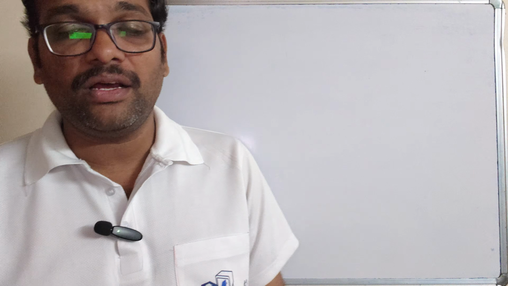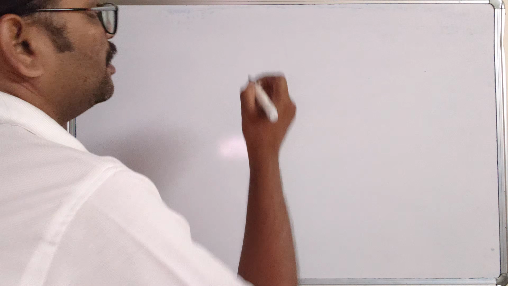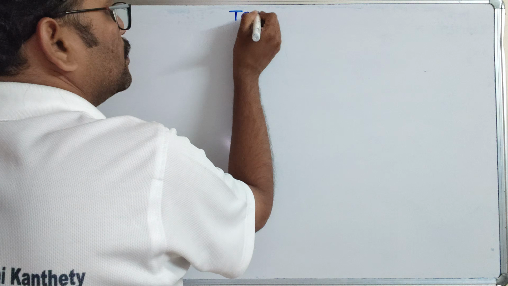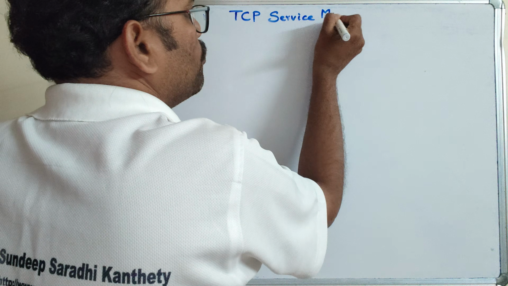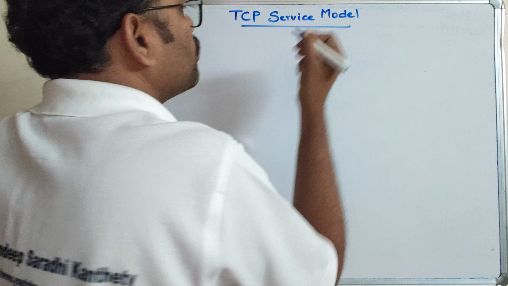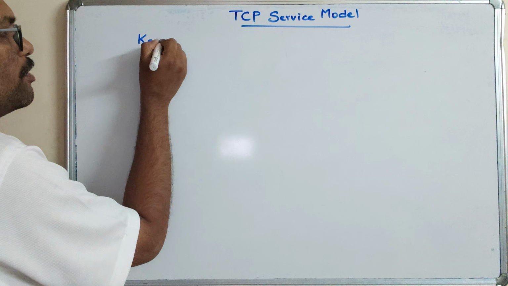Today we'll see one more concept in our computer networks, that is the TCP service model. In our previous session we have seen different protocols. We have seen the UDP protocol, which is mainly a connectionless protocol, and now we'll see the TCP protocol, which is connection oriented. So we'll see the important features of the TCP service model. What are the key features of this particular TCP service model?